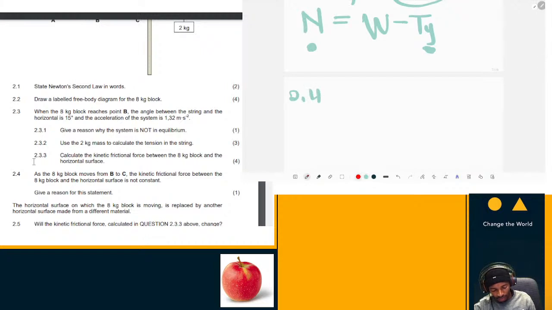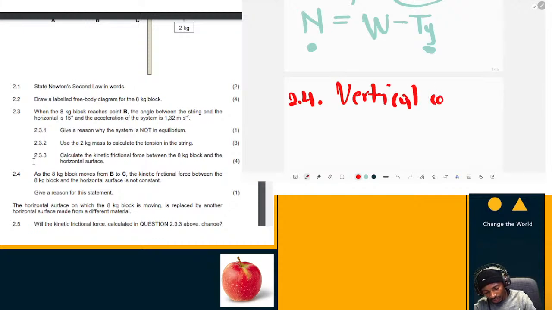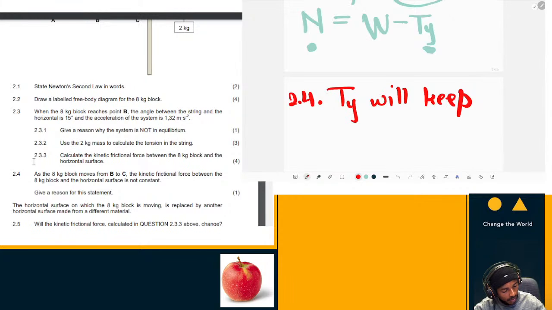2.4, let me use the red color. 2.4, it's because the vertical component, or rather Ty, will keep on changing.